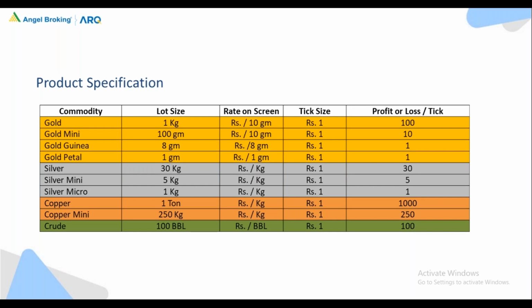Similarly, if you trade in copper, which has a lot size of 1 ton, and the rate that you see on screen is rupees per kg, the tick size is 1 rupee, which means every 1 rupee move up or down will give you a profit of 1000 rupees or a loss of 1000 rupees. Similarly, you can understand all other commodities. Important is how much money you put as margin and what's the amount of profit that you get on tick size.